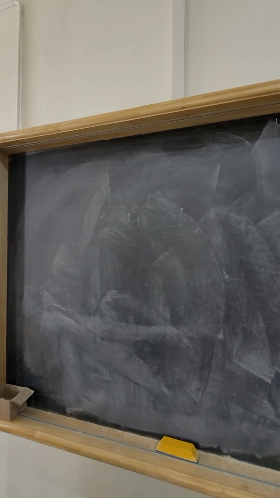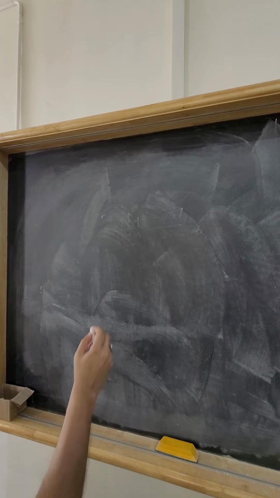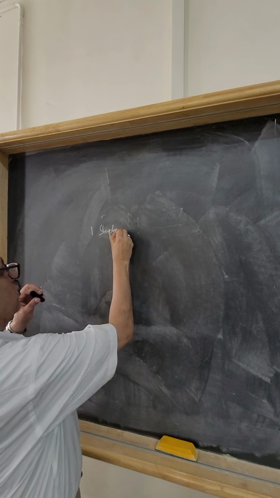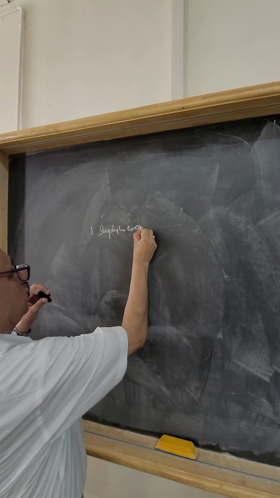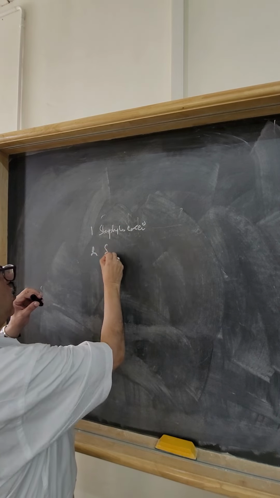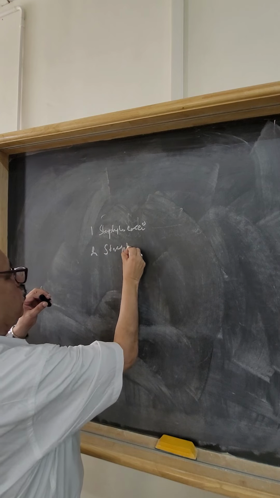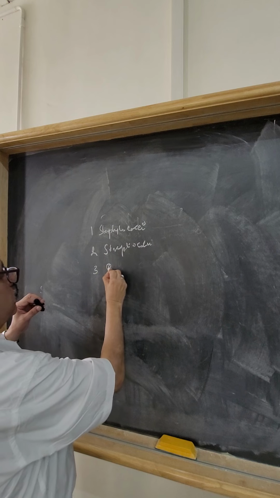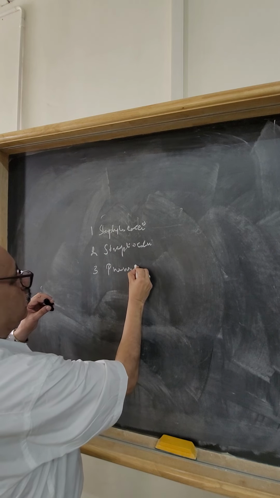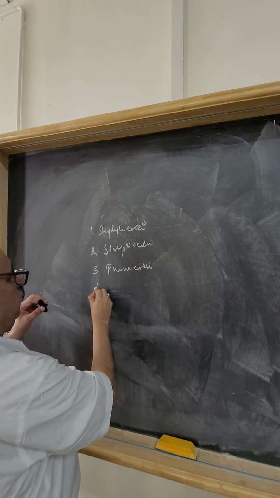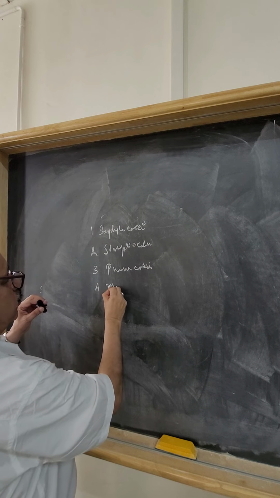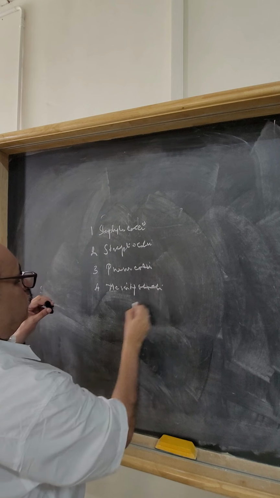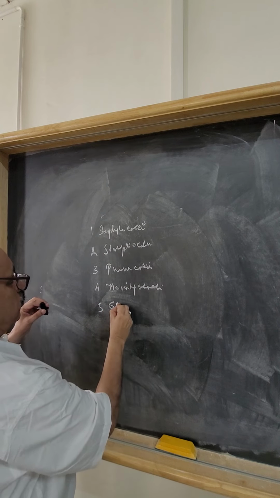So moving on to the first cocci, there are 5 cocci of pathogenic importance. One is staphylococci. The second one is streptococci. The third one is pneumococci. The fourth one is meningococci. And the fifth one is gonococci.